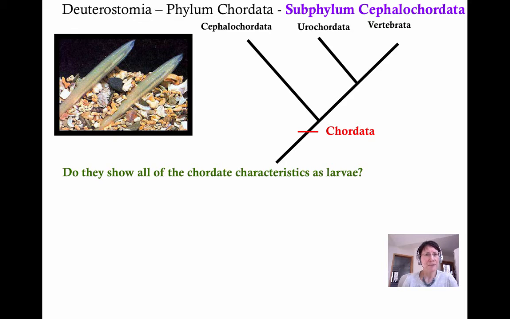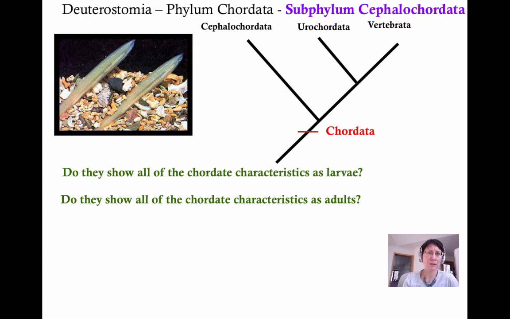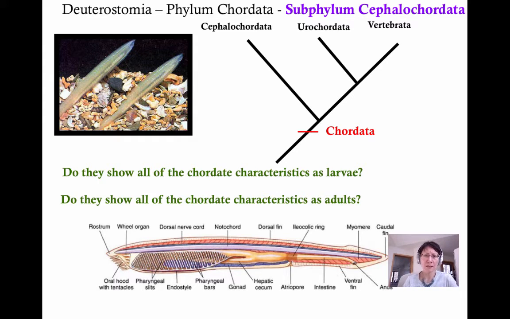Oh, sorry, I should have showed you that phylogeny. So as it happens, when they hatch out of their eggs, they actually look very similarly in the juvenile form as they do in the adult form. And so it's a fair question to ask, what chordate characteristics do they possess as larvae, and what do they have as adults? Well, this is a diagram of an adult, but the larvae look incredibly similar to this form. There's very few modifications.